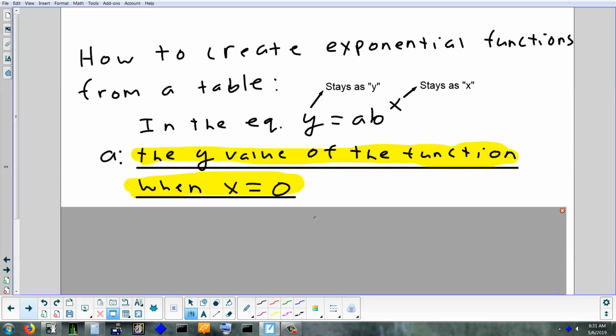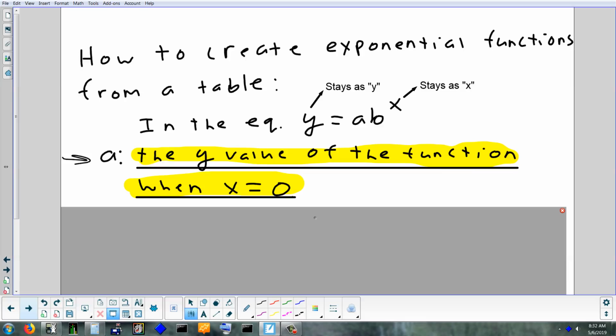So, the underlined part that's highlighted in yellow, that's the part you guys want to write down. This is telling you how to find A. A is not the number that you multiply by over and over. It's not that one. A is the value of the function when you plug in 0 for x. A is the value when you plug in 0 for x.